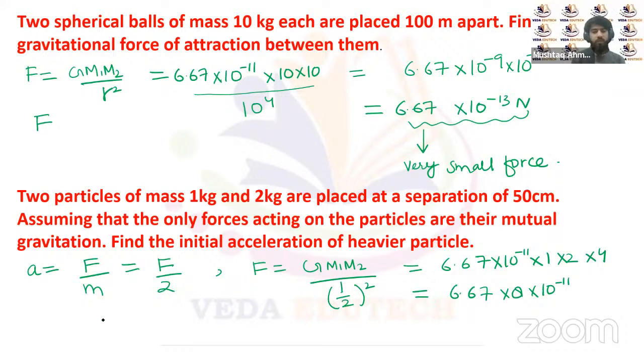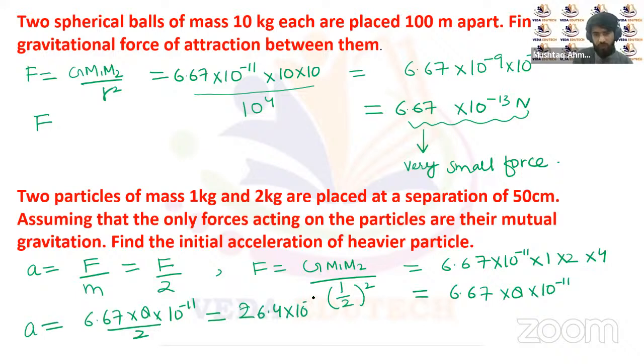Now let's put the value of F in this equation. We'll get the acceleration of the heavier mass as 6.67 into 8 into 10 to the power minus 11, upon 2. 8 6 is 48, so it will be 53.36, approximately 52.8, upon 2, which is equal to 26.4 into 10 to the power minus 11 newtons, or it will be equal to 2.64 into 10 to the power minus 10.